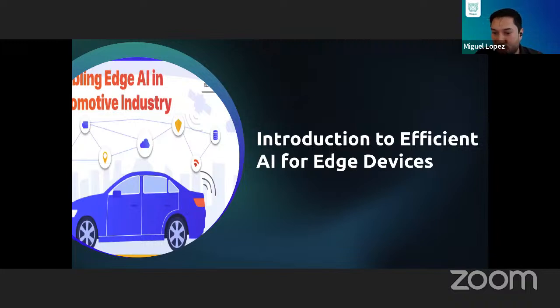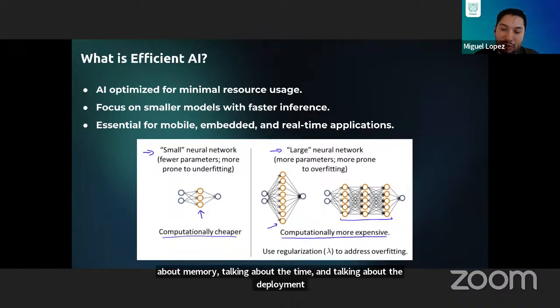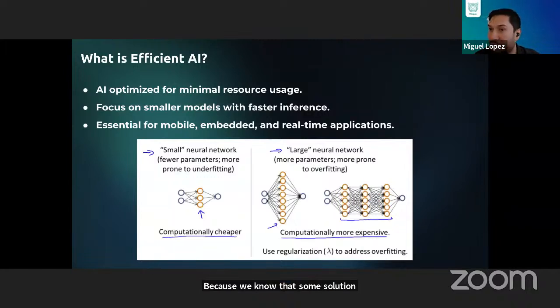We're going to introduce efficient AI for edge devices in general. And what is efficient AI in general? We have different solutions. In this case, I'm going to focus on neural networks, as in the title of this conference. We need to optimize and reduce the resources, talking about memory, time, and deployment. Because some solutions are very good in the cloud and infrastructure, but when we need to deploy on mobile, embedded, and real-time applications, we face some challenges.